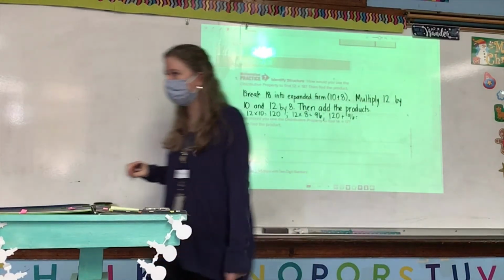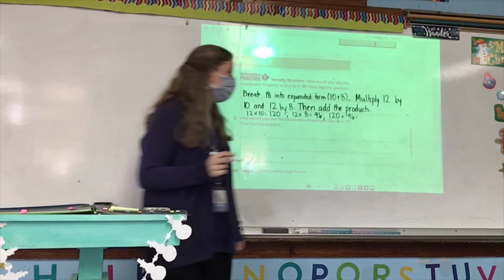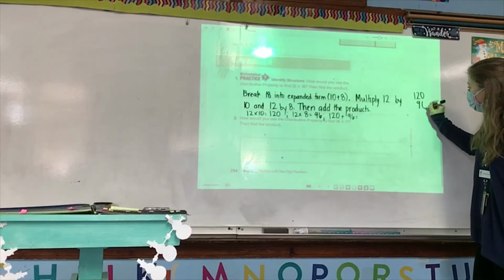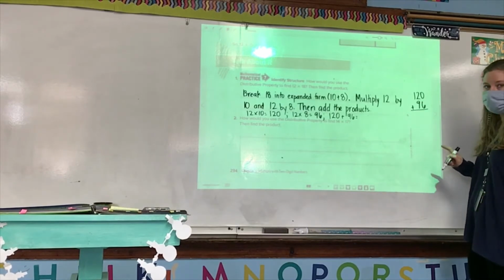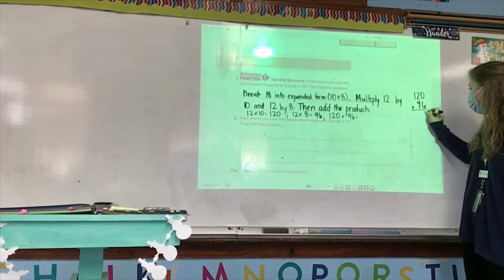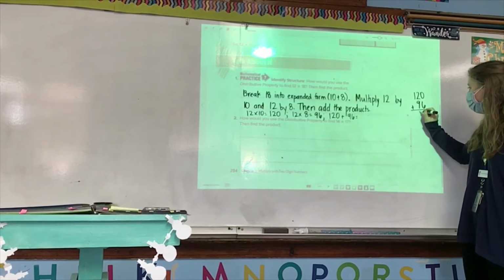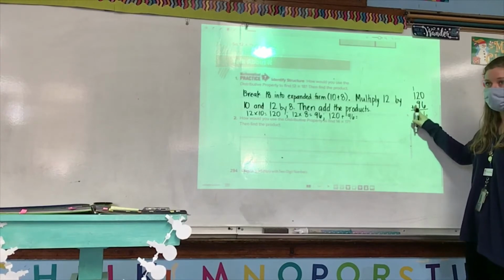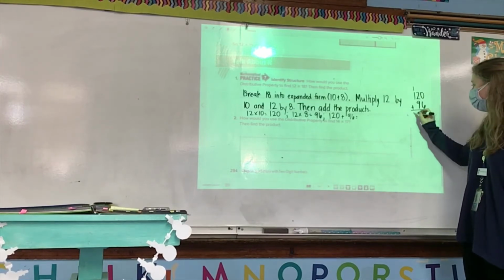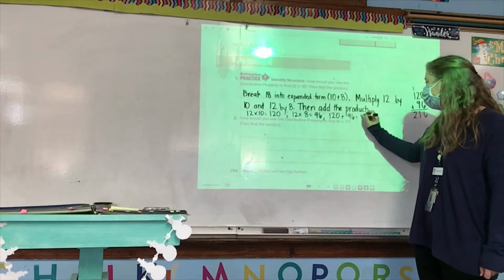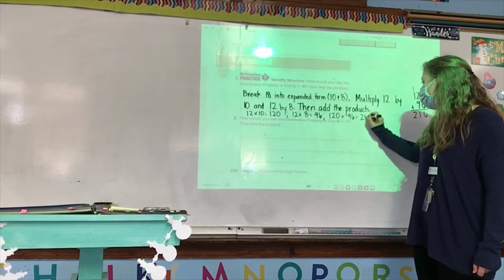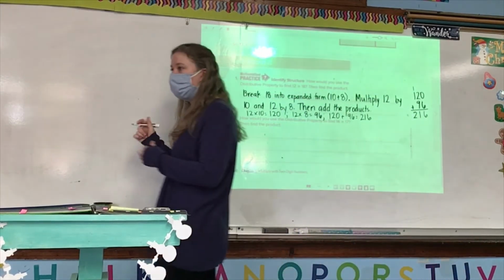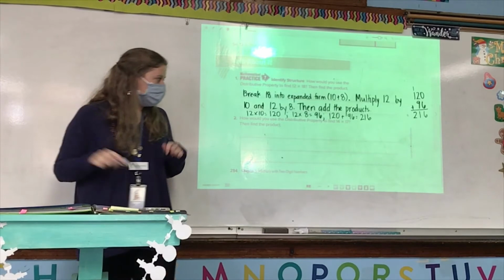Uh-oh, can we solve that sideways? No, because we're going to have to regroup. So let's just go right here to the side and write it up and down. Okay, Victoria, 0 plus 6, 6. 2 plus 9, 11. Regroup the 1 to the hundreds place. 1 plus 1. So 120 plus 96 is 216, which means 12 times 18 is 216. Very good.